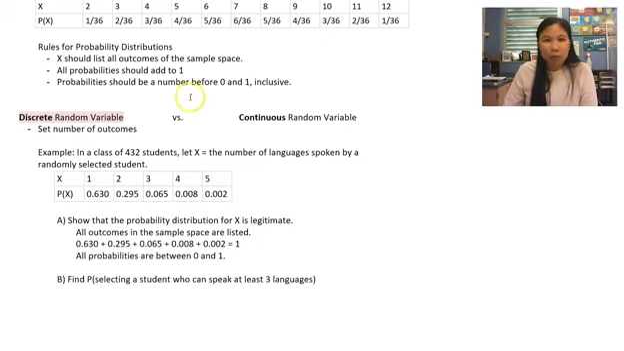Fantastic. So if you're ever checking if X is legitimate, we just need to list out in sentence form, explain, this is fine, we followed the rules. All right, second thing we want to be able to do is actually find probabilities.